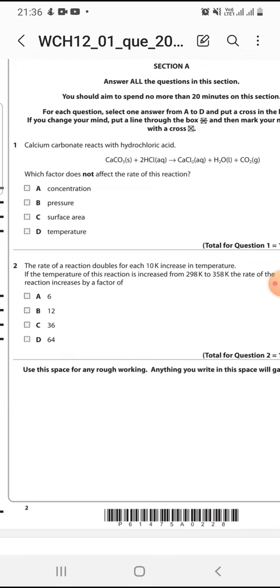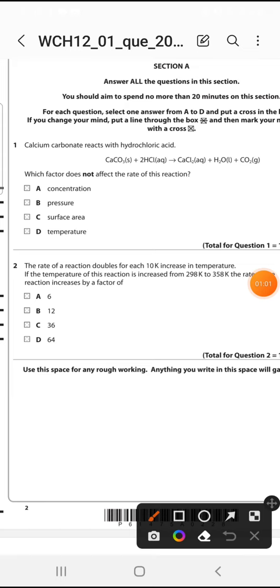So first one, concentration, yes, aqueous HCl is there, definitely concentration will be affected. Pressure is there, but we have no reactant in gas state, so pressure would be an answer. We'll see. Surface area, yeah, calcium carbonate is a solid, so surface area definitely will affect it. And the temperature, normally that also affects the rate of the reaction. So the answer for the first one we have to take as B.